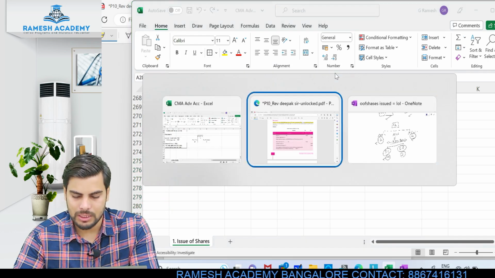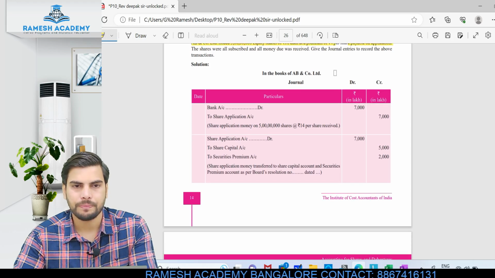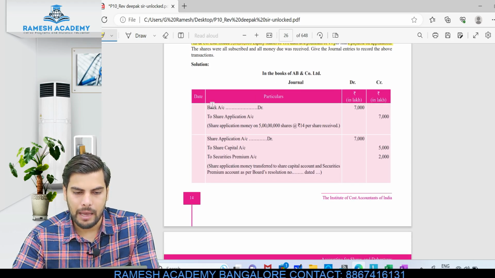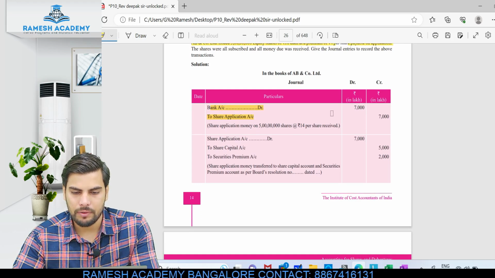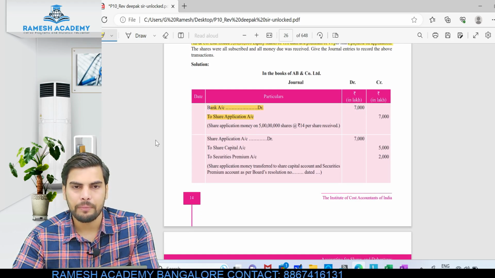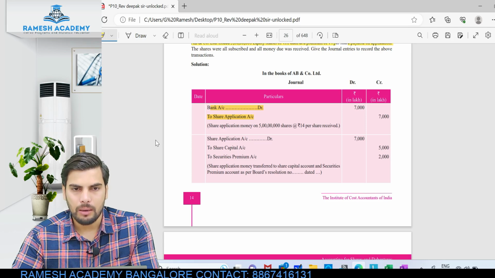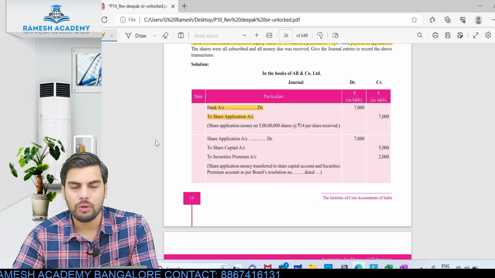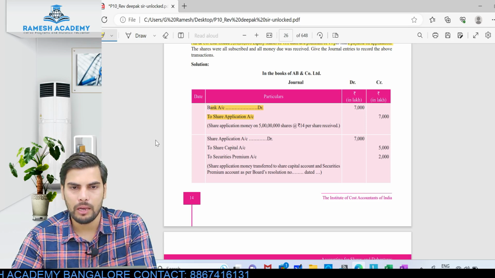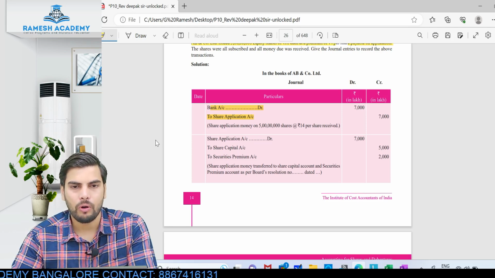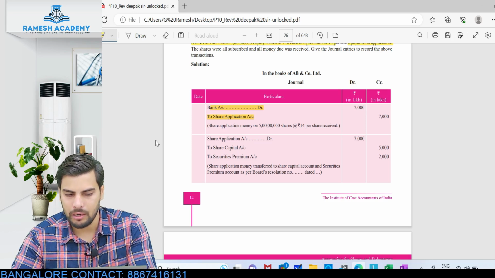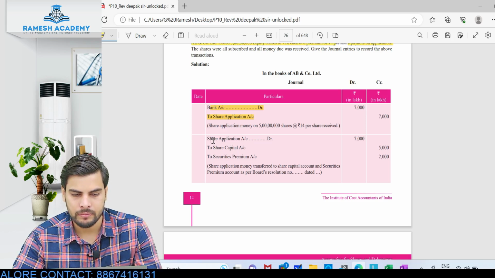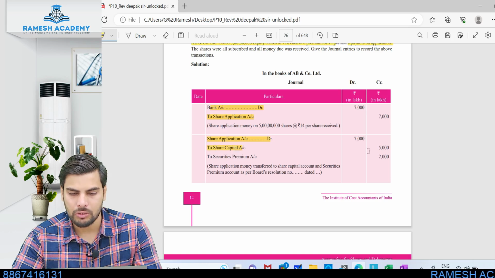Clear? If you just have a look at the solution, look at the entry. Do you find the same? Bank account debit to share application account 7,000 lakh, and then when I'm transferring the amount to share capital, I'll be transferring only to the extent of face value or nominal value. Share capital account will always be representing the face value or nominal value. So look at this: share application account debit 7,000 to share capital, it is just 5,000.